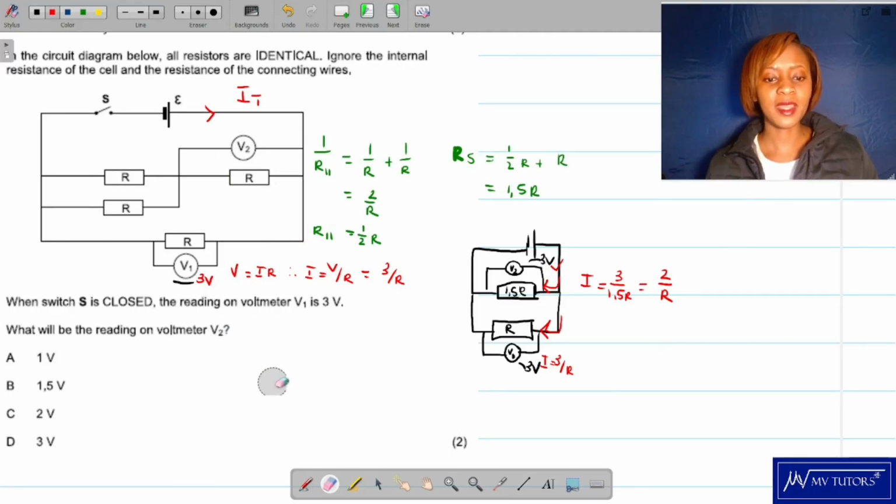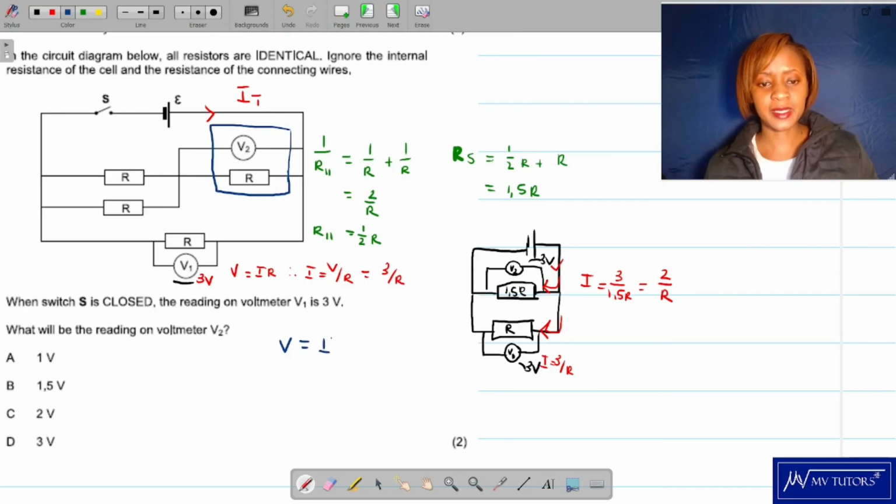Which makes our life quite easy in answering this question. So now we are focused here because we want to know what the voltage is on V2. We know V is equal to I times R. We have found our I, our current, which is 2 over R, and we know our resistance is just R. Then our answer will end up being 2 volts. So C is the answer.